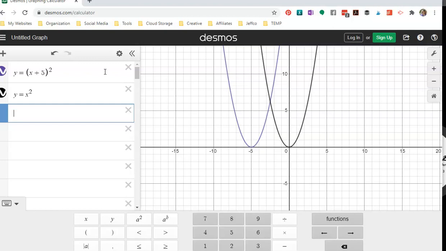So when we had a plus 5, it shifted it to -5. The vertex or the bottom of that parabola is now at -5 instead of at the origin 0, 0. So question is, what do you think will happen if we do y equals (x minus 5) squared? So pause, think about that, write your answer, and then start back up.